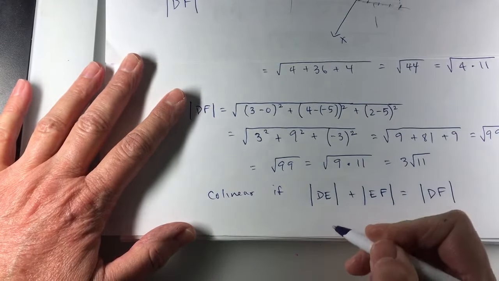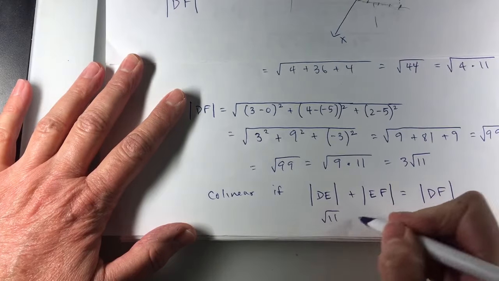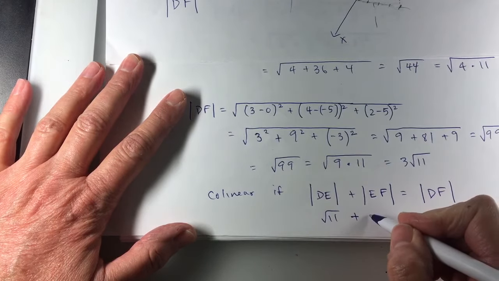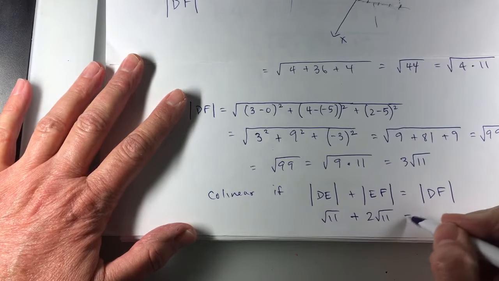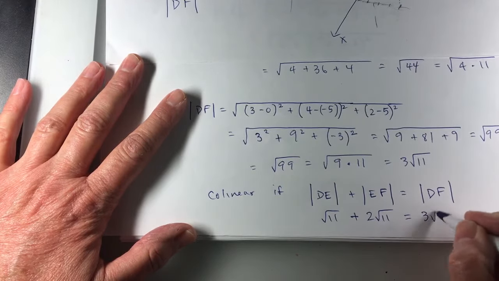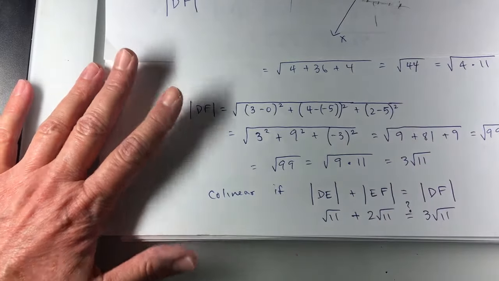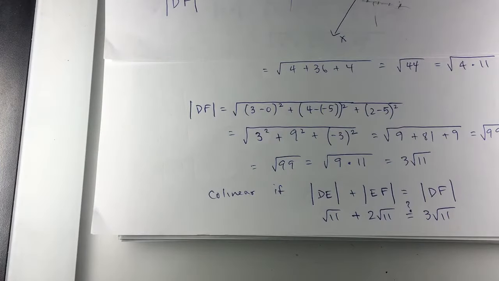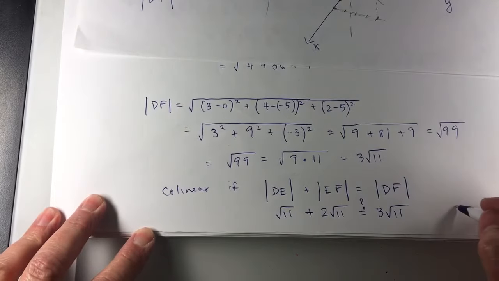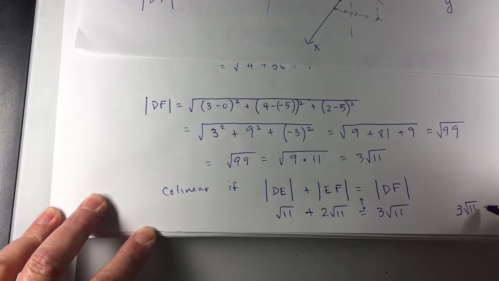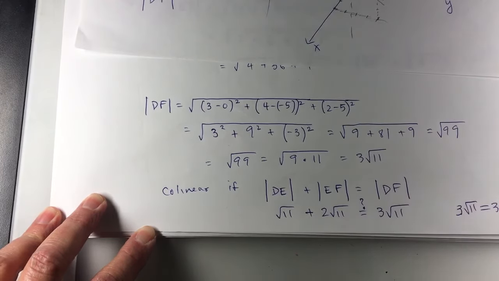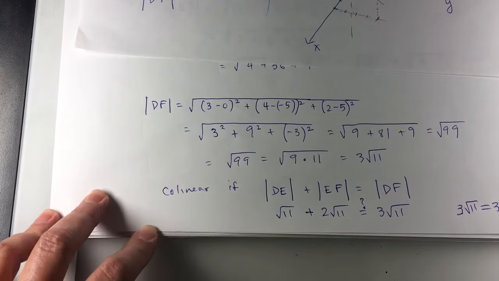Well, the distance from D to E was the square root of 11. The distance from E to F was 2 times the square root of 11. Does that equal 3 times the square root of 11? I should put a little question mark above that equal sign because I'm questioning whether or not those are equal. Are they equal? Yes, because these are like radicals, you can add these together. So 3 times the square root of 11 does equal 3 times the square root of 11. Yes, they are collinear.